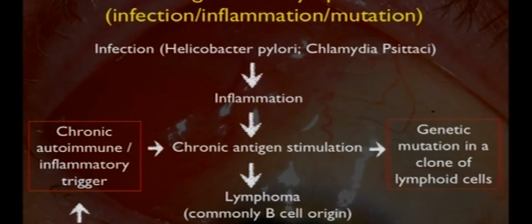stimulation, which finally produces a genetic mutation and results in a lymphoma. Other than an infection, any chronic autoimmune disease or any other inflammatory trigger can produce this antigenic stimulation and lead to a lymphoma.